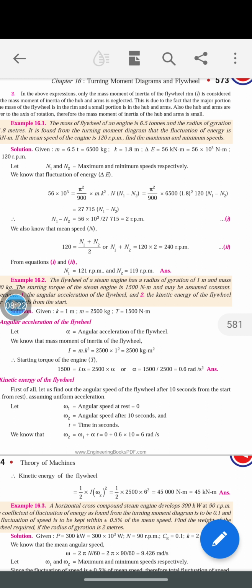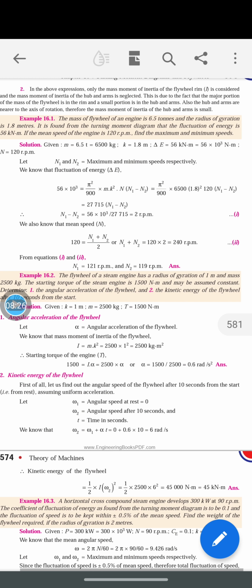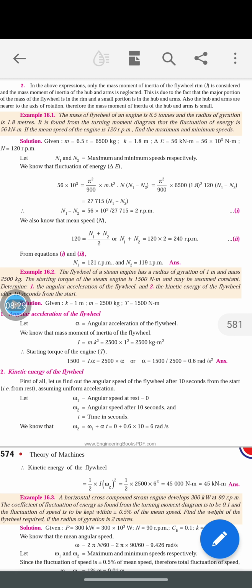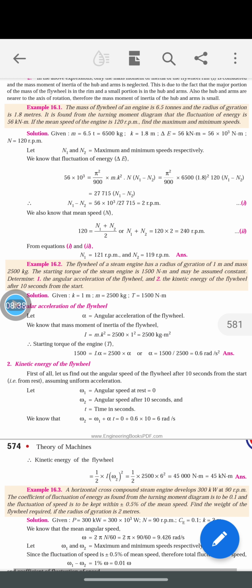The mass of the flywheel of an engine is 6.5 tons. The radius of gyration is given as 1.8 meters. From the turning moment diagram, the fluctuation of energy, which is represented with delta E, is given as 56 kilonewton meter. The mean speed of the engine is given as 120 rpm, and the mean speed is nothing but capital N. He asked you to calculate the maximum and minimum speeds.